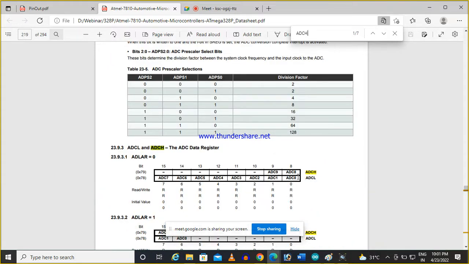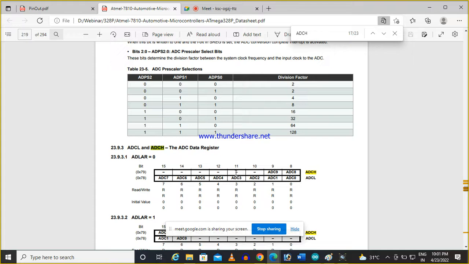You see here, this is the ADC status register. ADC L is 8 bit, and ADC H is 2 bit. So 8 plus 2 is 10 bit. That's why the resolution is 10 bit.